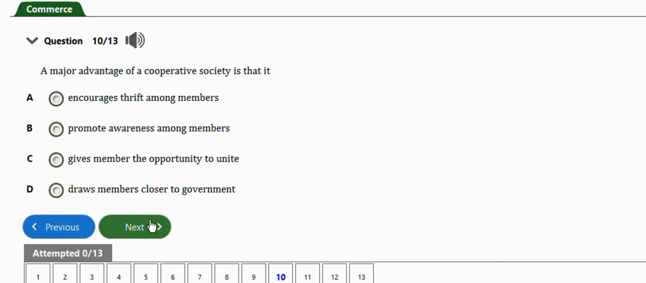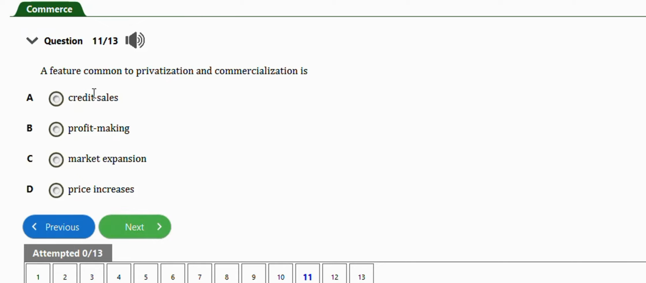Okay, next question. It says a major advantage of a cooperative society is that it: encourages thrift among members, promotes awareness among members, gives members the opportunity to unite, draws members closer to government. The right answer is option A, it encourages thrift among members. Next question says a feature common to privatization and commercialization is: credit sales, profit making, market expansion, price increases. The right answer is option B, profit making.